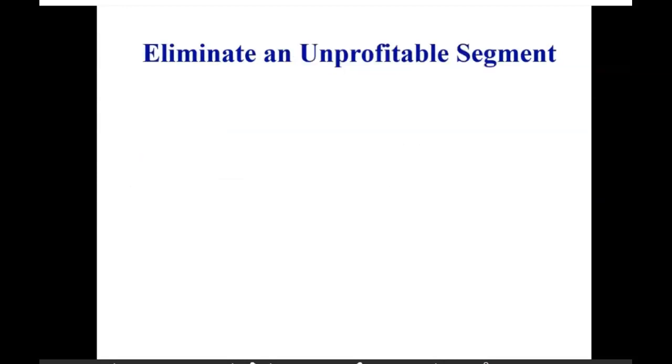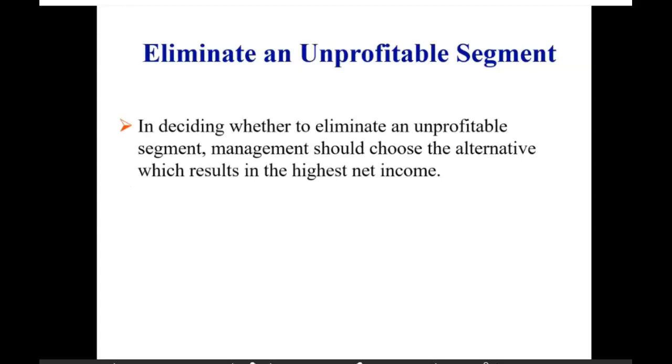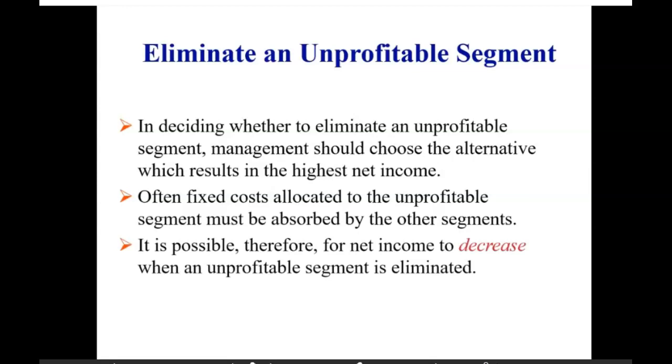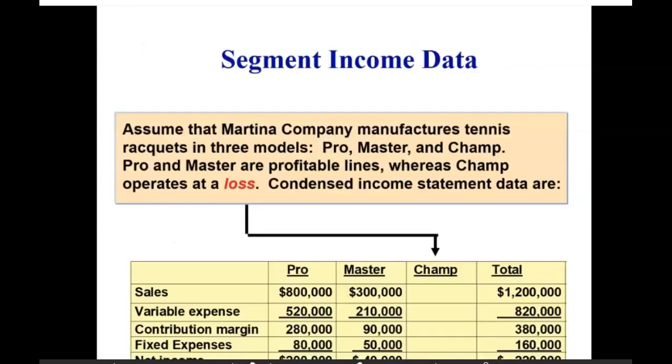Lastly, we're looking at eliminating an unprofitable segment. In deciding this, we must choose the alternative which results in the highest net income. Often fixed costs are allocated across these product lines or segments, and the unprofitable segment is absorbing their part of the fixed cost. So it's therefore very possible that the net income will decrease when an unprofitable segment is eliminated.